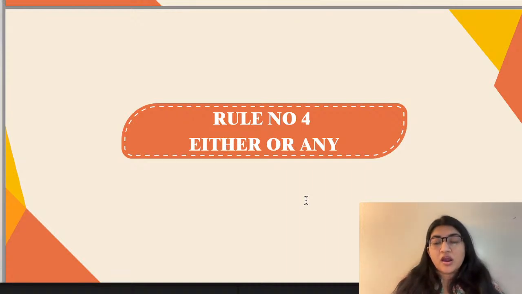Rule number 4, either, either, or any. What is the difference between the two? Where do we use either and where do we use any? Any idea? So both pronunciations of either are acceptable. One is American and one is British. So both are acceptable. There's no right or wrong. If I'm saying either, then also it is correct. And if I'm saying either, even then it is correct. So either or any, what is the difference? Drop it in the chat section, please.